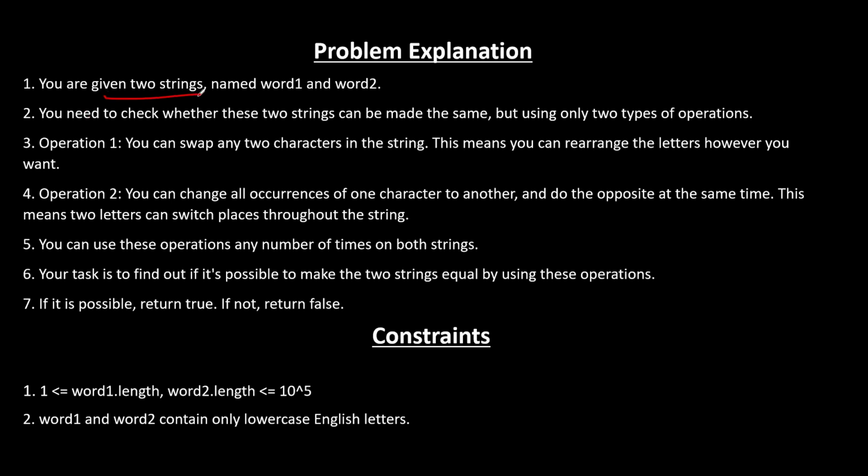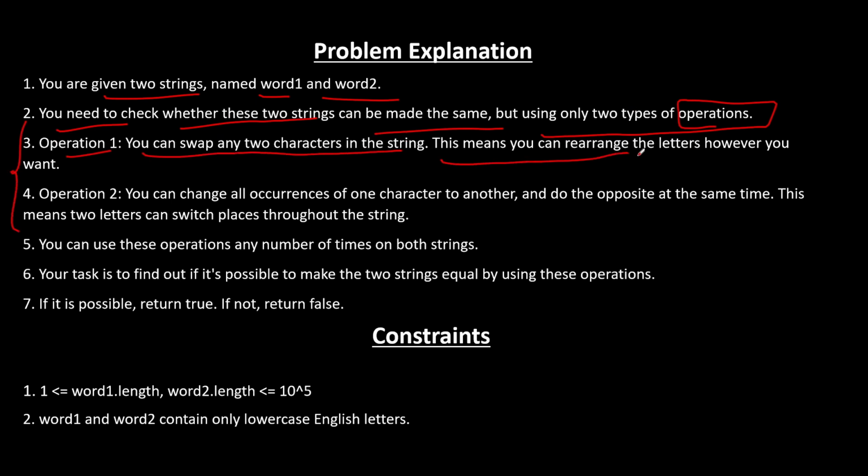We are given two strings, word 1 and word 2, and you need to check whether these two strings can be made the same using only two types of operations. What are those operations? Operation one is you can swap any two characters in the strings. This means you can rearrange the letters however you want. Basically, if you have A, B, C, you can swap A with C, so it will become C, B, A. This is the first operation.